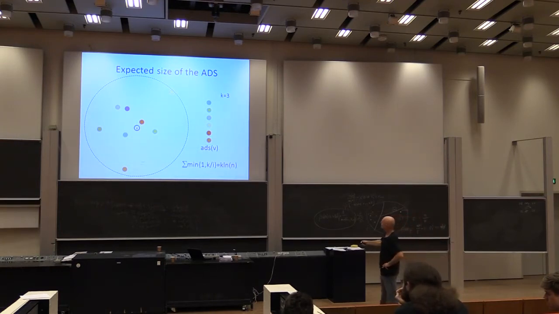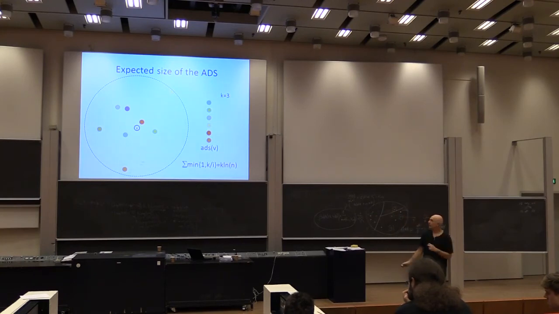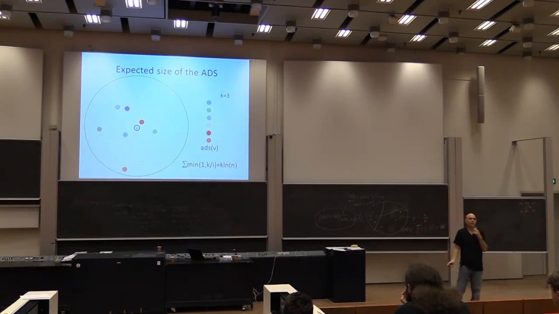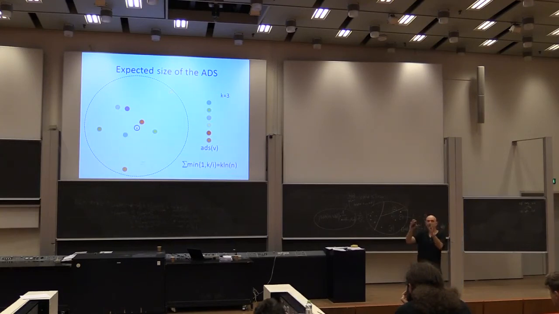The minimum of 1 and k over i. For the first 3, they go into the sketch for sure, right? And the sum of this thing is order of k ln n. So if k is small, like 3 or 10 or 100, this is about order of log n for each vertex. And if I want it for all the vertices, it's n log n. And the graph could be quadratic in size. So it's a summary, almost linear size summary of the graph, from which you can estimate the size of every neighborhood around every vertex.